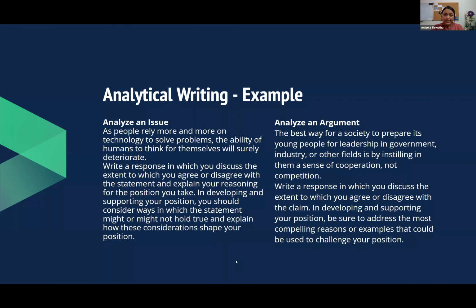So now let's take a look at the example for analytical writing, GRE. Analytical writing is basically divided into 2 different essays. So you will have to write 2 essays. One is analyzing an issue, and another is analyzing an argument. In case of analyzing an issue, you'll be given a statement and you will have to agree or disagree with the statement and explain with your reasonings and examples. In case of argument, you'll be given a claim. In that case, you will have to explain whether you support the claim or not, with your reasons and examples. So these two are the essay questions that you will be seeing in the GRE test.